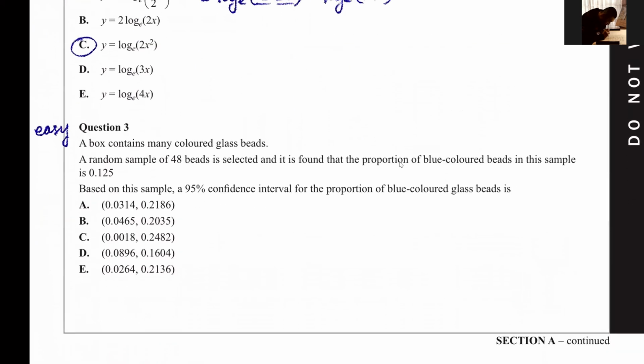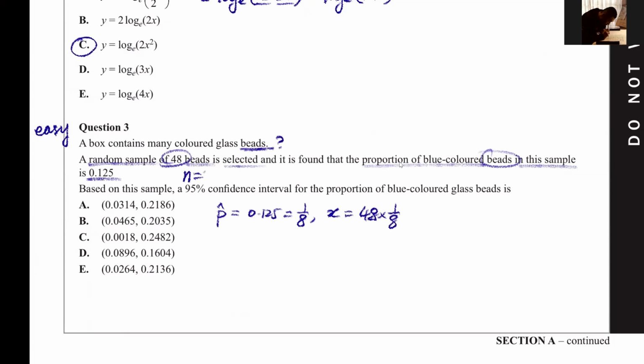A box contains many colored glass beads. Beads or bed, what is this? Anyway, a random sample of 48 items is selected, and it is found that the proportion of the blue colored in this sample is 0.125. So p hat equals 0.125, which is 1 over 8. So x equals 48 times 1 over 8. This is my m value, and that is 6.